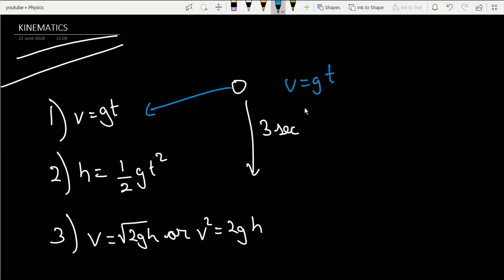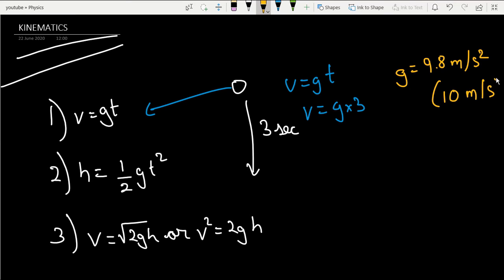So the velocity is equal to, and the value of g is equal to 9.8 meter per second square, because it's acceleration, right? So g is equal to 9.8 meter per second square. Or if you want an easier calculation, sometimes it is also taken as 10 meter per second square. So in this question, let's take it as 10. So the velocity would become 30 meter per second.